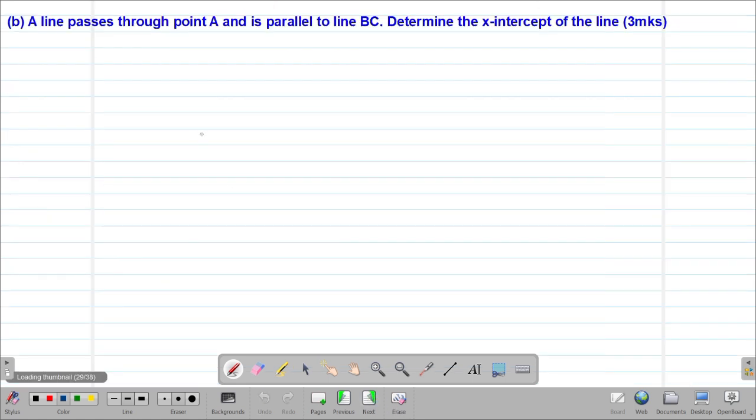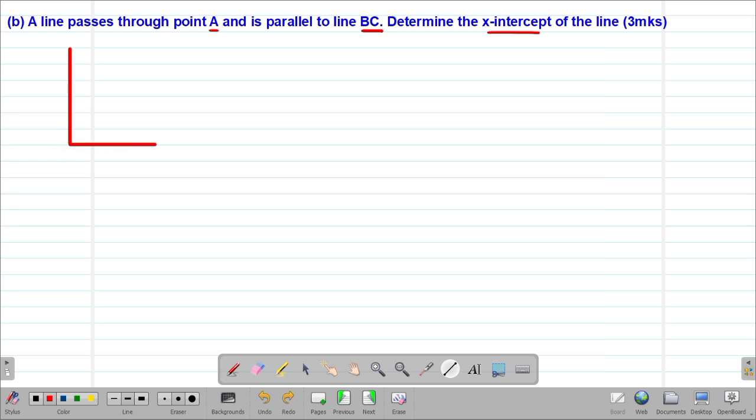Then we check part B of the question, whereby we are being told that a line passes through the point A and is parallel to the line BC. Determine the x-intercept of that particular line. So let me sketch again the same triangle that I had here. That is the triangle ABC.